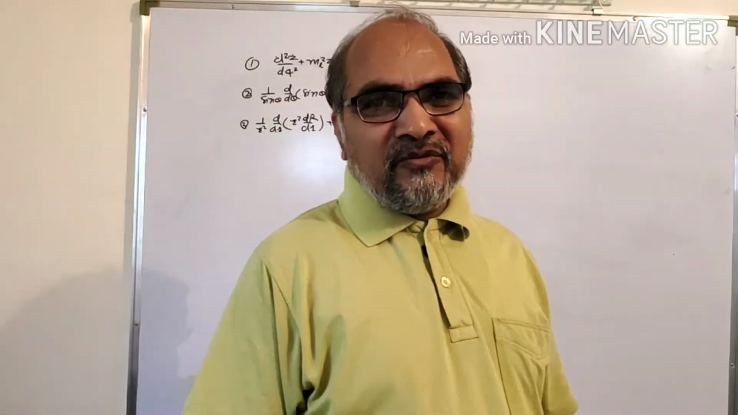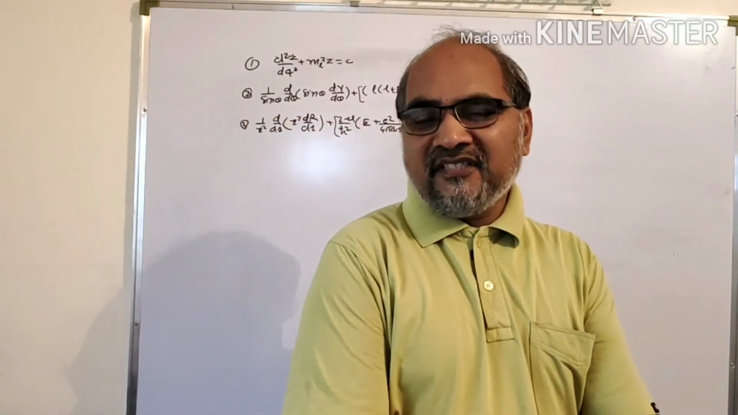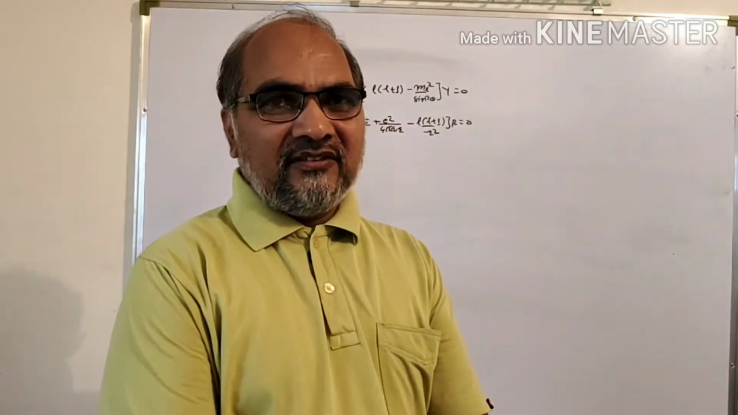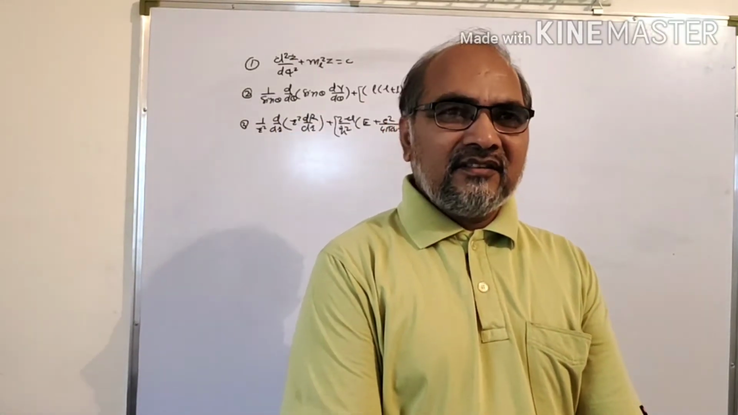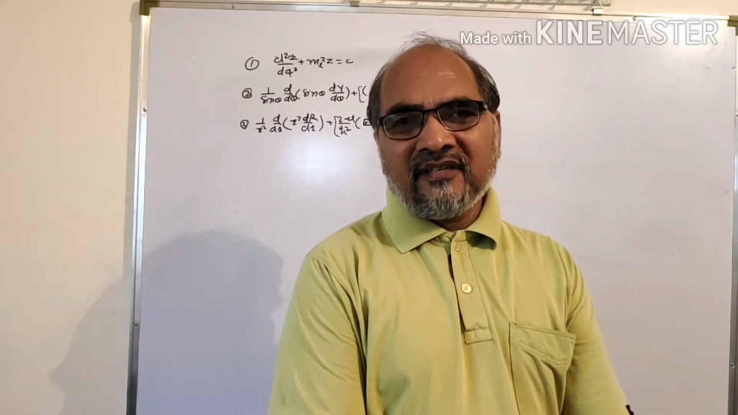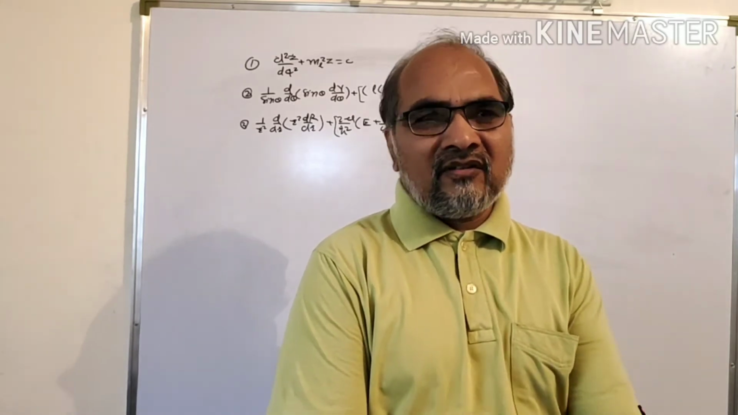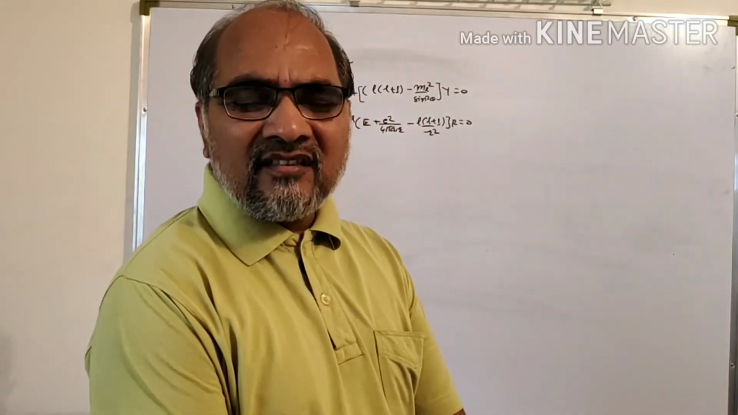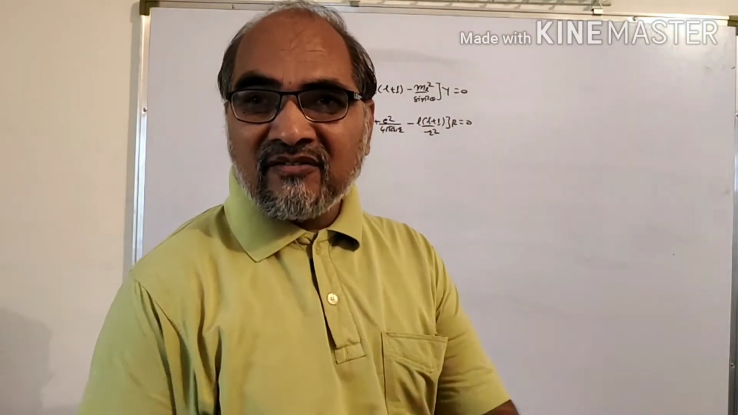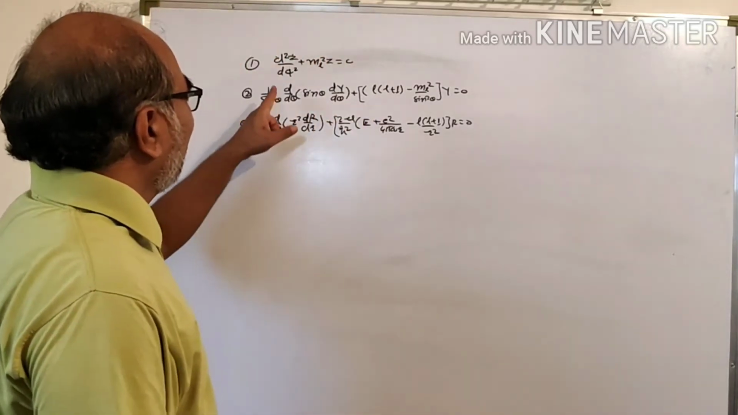We have come up to the three differential equations we have solved using Schrodinger's equation by the method of separation of variables. Now we have to solve these three differential equations and come to the final result. These are the three differential equations we solved last time.